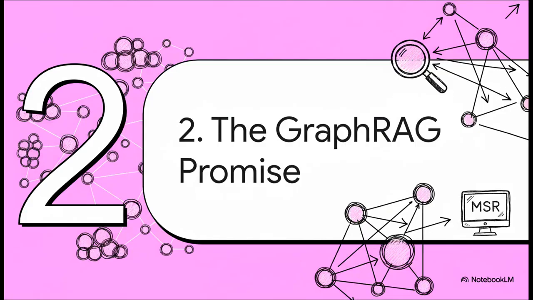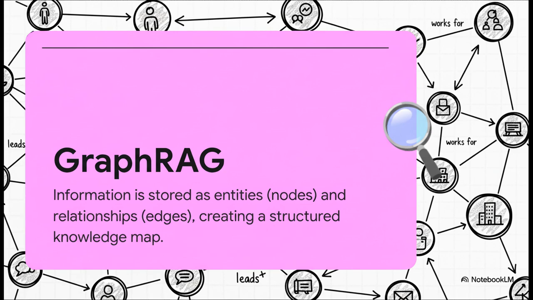So, if vectors are just a messy cloud of dots, what's the alternative? Well, our enthusiast is pretty excited about this. They're here to introduce the solution that's getting a ton of buzz, especially since Microsoft Research put its weight behind it, GraphRAG. And the difference is just night and day. Instead of that fuzzy cloud, GraphRAG builds you a structured web. Your information becomes a knowledge graph. You have nodes, which are your key entities, a person, a company, a project, and then you have edges, which are the explicit relationships between them, like works for or is the CEO of. It's not a cloud, it's an actual map of your knowledge.